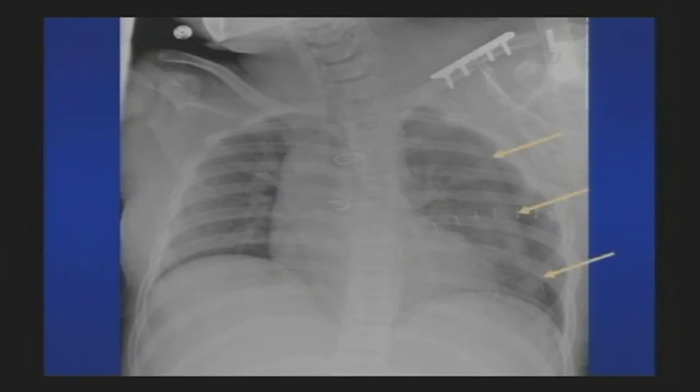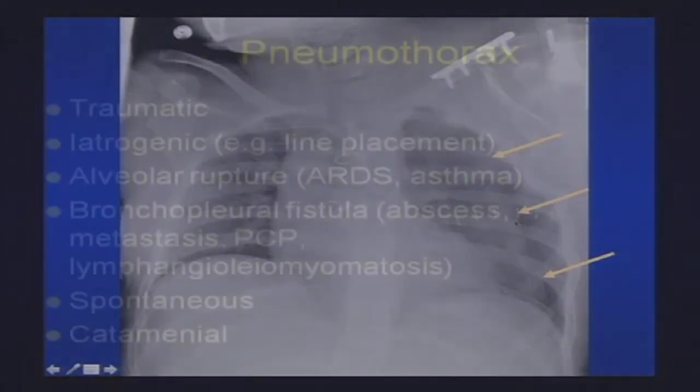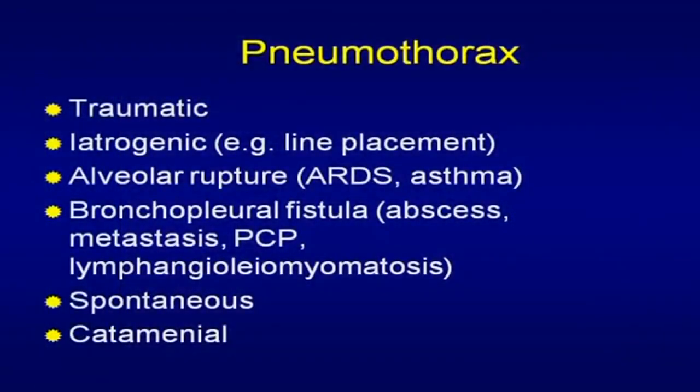A nice example of someone who's post-trauma, has multiple rib fractures, which you can see here. They've actually already had their clavicular fracture fixed and have a pneumothorax. So pneumothorax is most commonly traumatic or iatrogenic, but certainly you can see it in patients in the ICU. You're getting daily chest x-rays monitoring them, and all of a sudden they pop a pneumothorax.